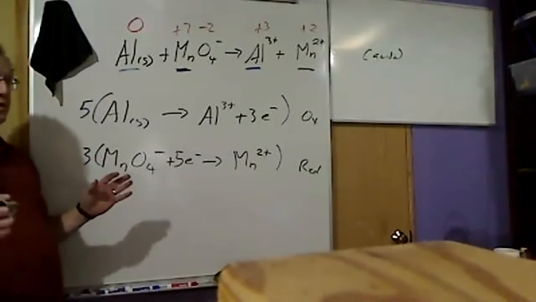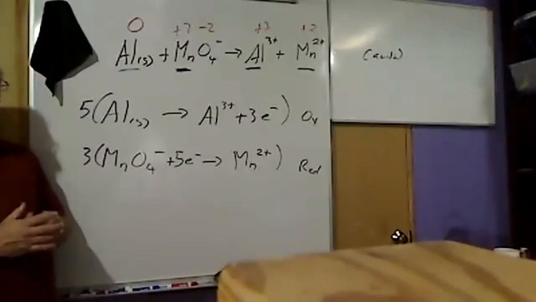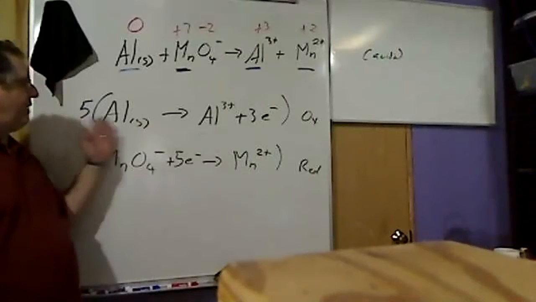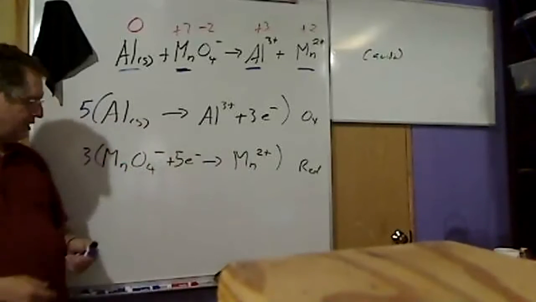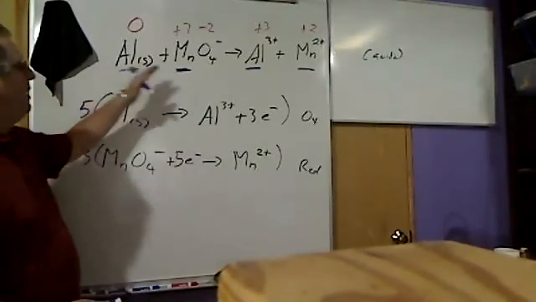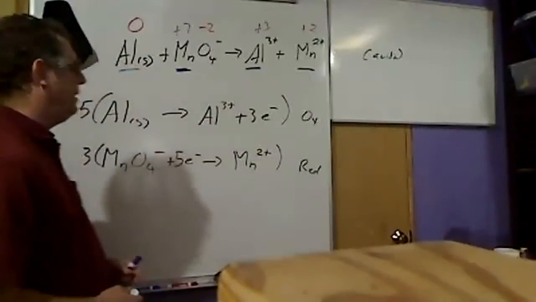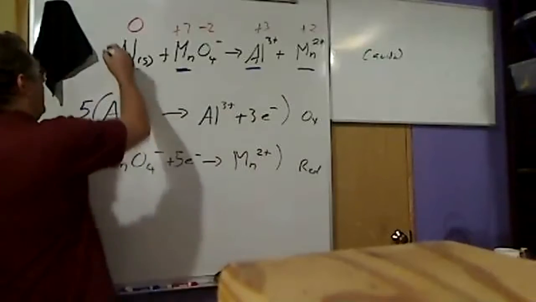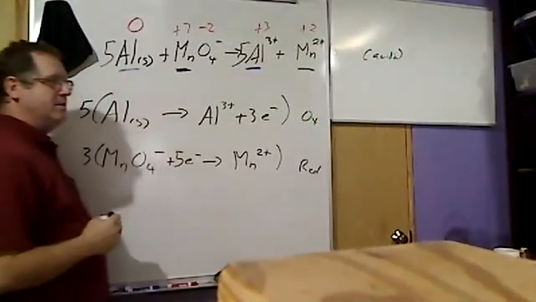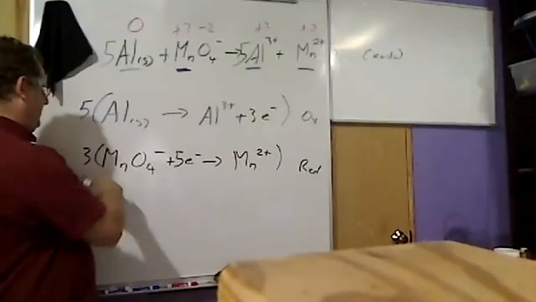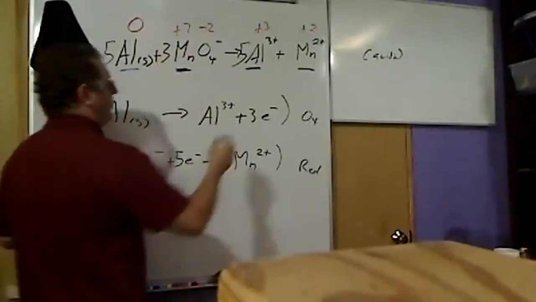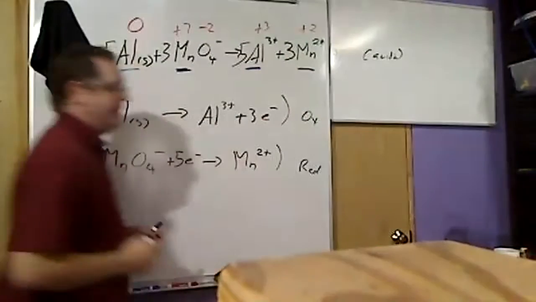Now, in this case, there's a couple other things that I want to point out. When you have this 3 here, this 3 goes for everything within the parentheses. This 5 goes with everything within the parentheses. So I'm going to take these coefficients and carry them up into my overall reaction. So aluminum, I'm going to have 5 aluminums here and 5 aluminums there. The manganeses, I'm going to have 3 permanganate. I need to move my plus sign a little bit there. 3 permanganates and 3 manganeses.